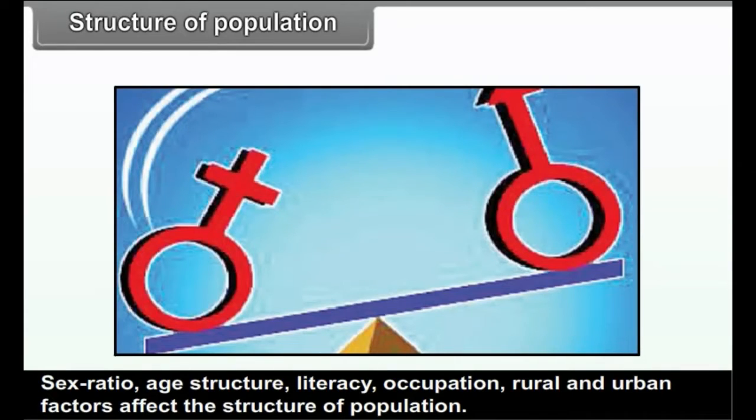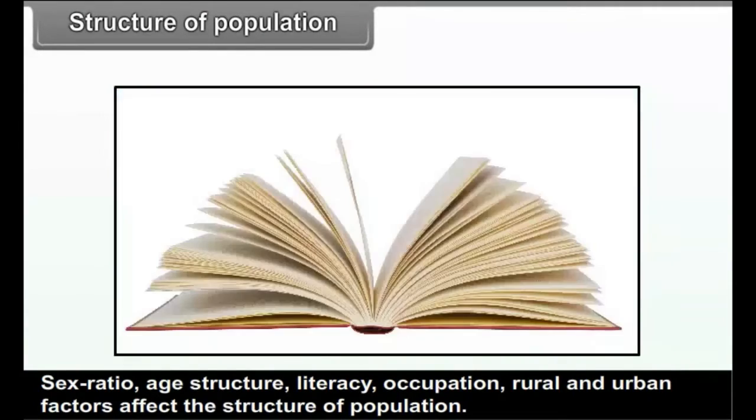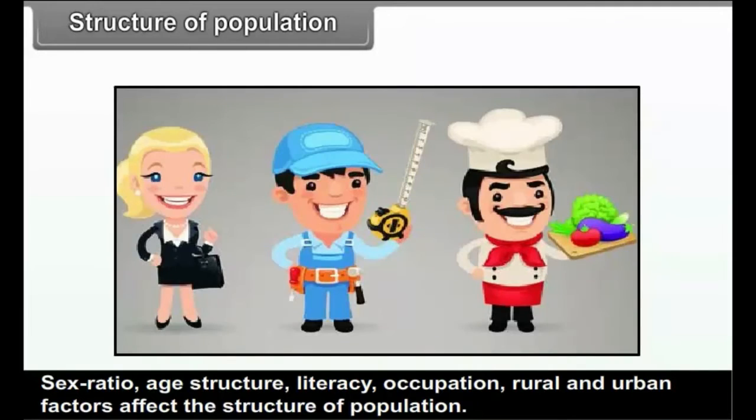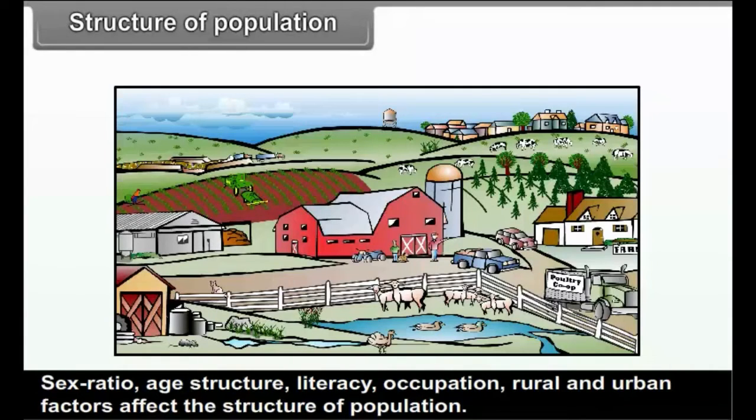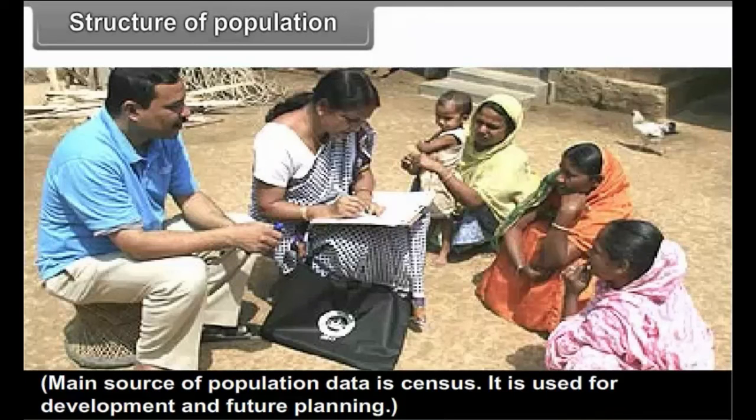7.2 Structure of population. Sex ratio, age structure, literacy, occupation, rural and urban factors affect the structure of population. The main source of population data is census. It is used for development and future planning.